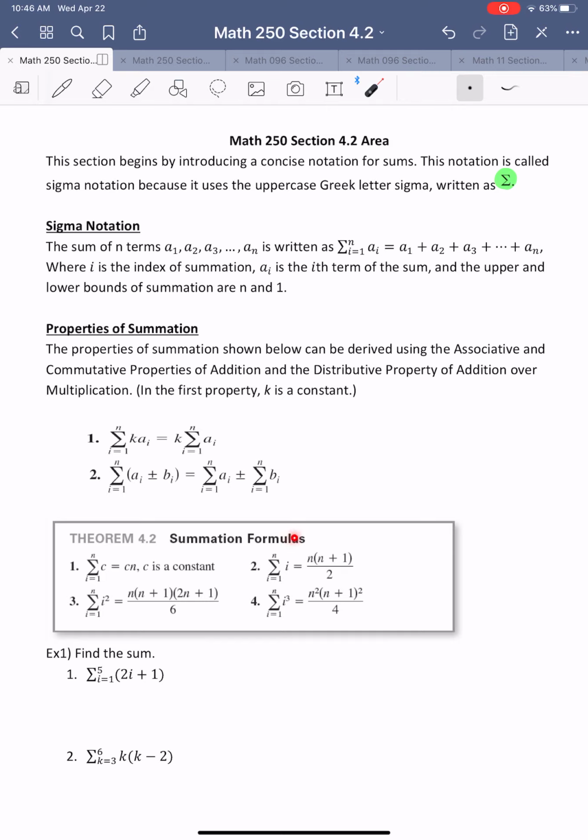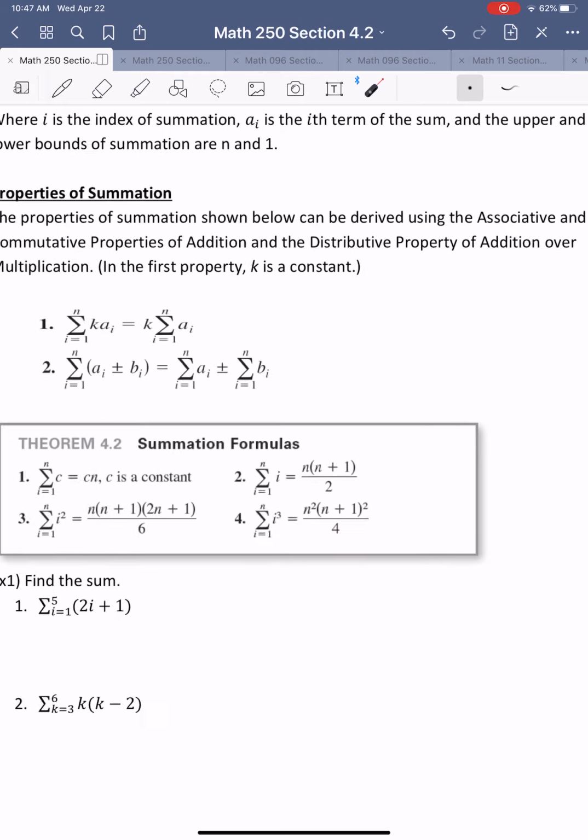For the summation formulas, when you just have a constant c added n times, you can write it as n times c. Number 2, when you have i changing from 1, 2, 3, 4, 5 all the way to n, this is a formula you can use too. Also when you have i squared, from 1 to n, this is the formula we can use. And the sum of i cubed from i equal to 1 to n is also a formula we can use to find the sum easily.